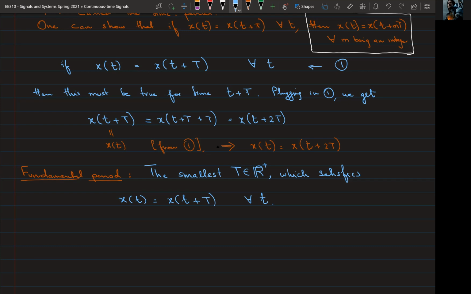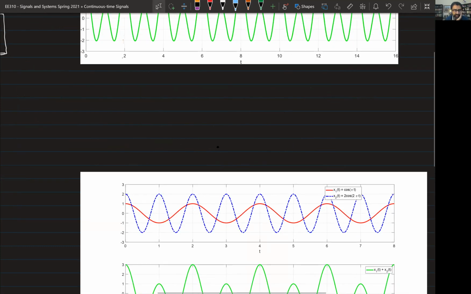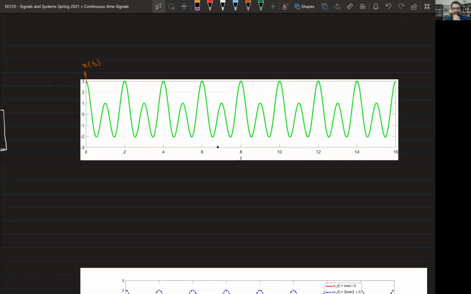Okay. So now coming back to this example. What do you think is the green curve that you see? What do you think is the fundamental period here? So we know 2 is a period, 4 is a period, 6 is a period, 8 is a period, and so on and so forth. What do you think is the fundamental period for this periodic signal?